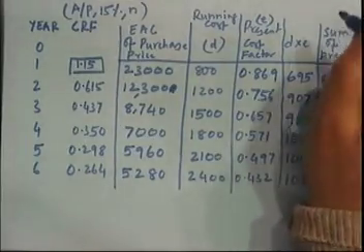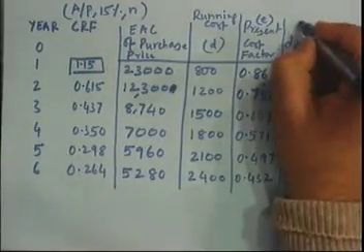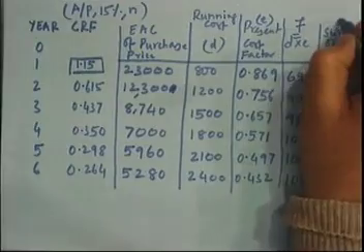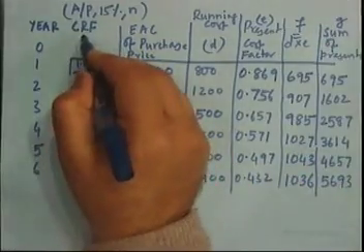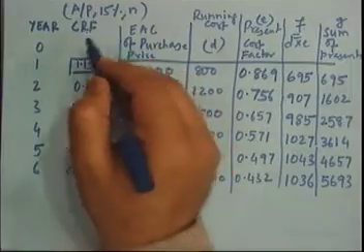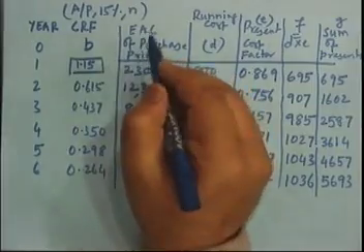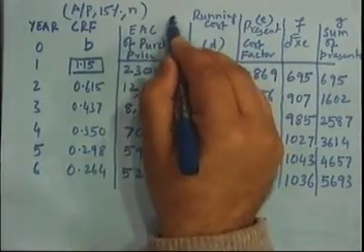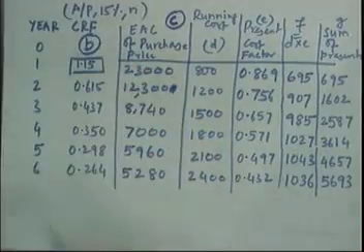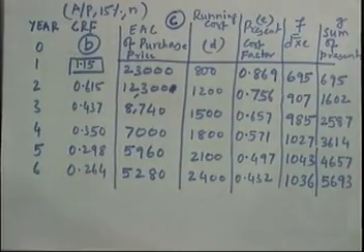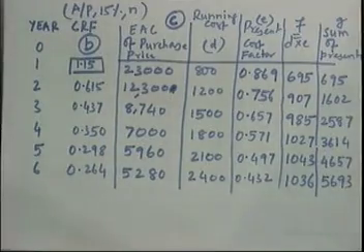This I call it as F, which is D into E, this is G. Let us call this as A, this let us say it is B and this is C. So, I have given the name for each of the columns B, C, D, E, F, G. F is nothing but D multiplied by E, and G is what? Cumulative sum of present worth of the running cost.